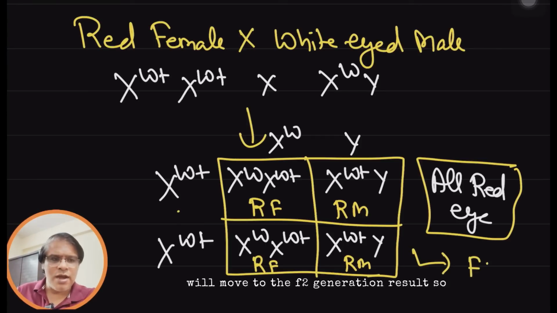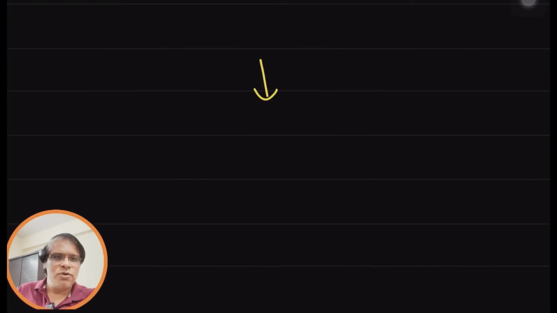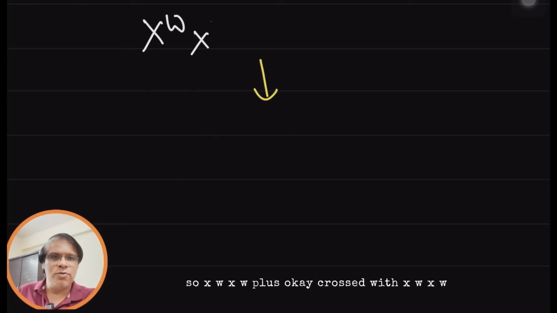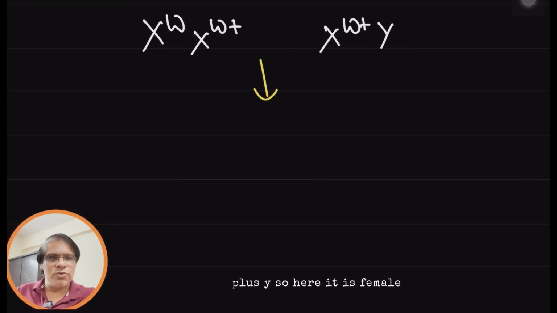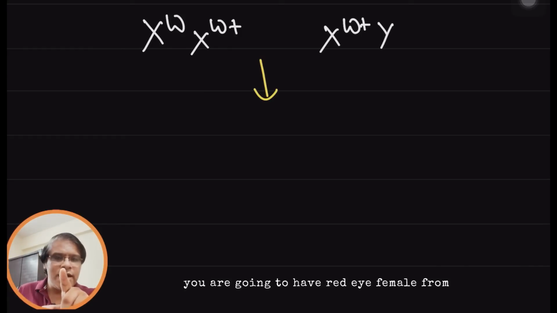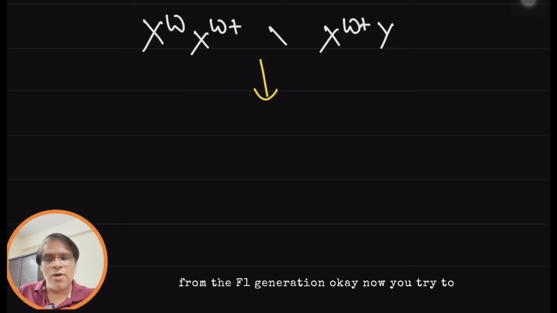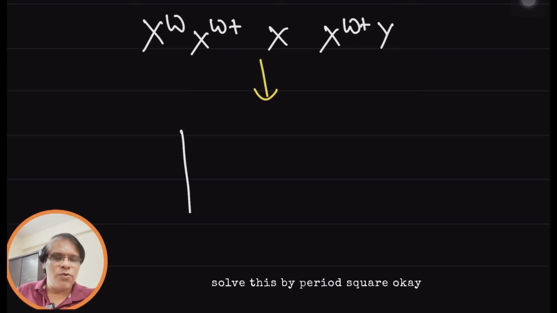Now we will move to the F2 generation result. In the next generation, he took the flies from the F1 generation, X^W+ X^W crossed with X^W+ Y. Here this one is the female and this one is the male. So you are going to have a red eye female from the F1 generation crossed with a red eye male from the F1 generation. Now try to solve this by Punnett square.